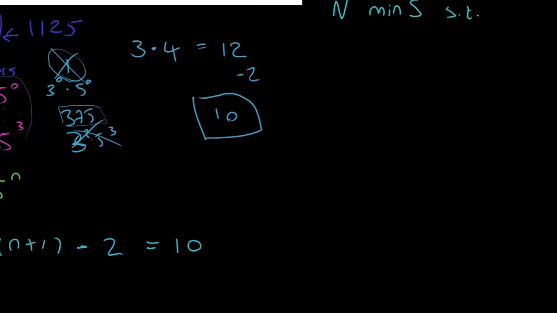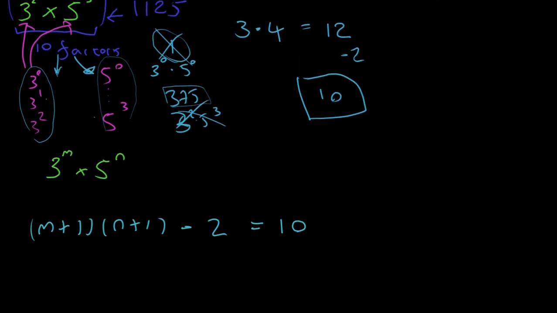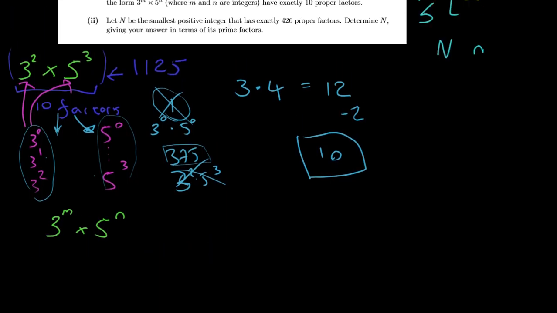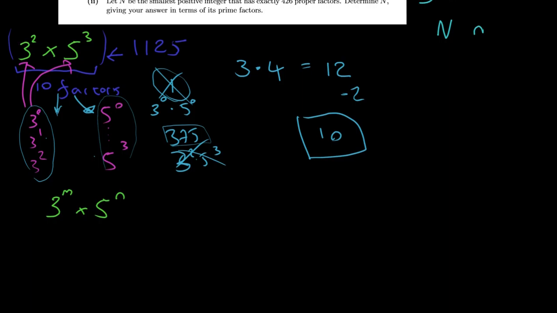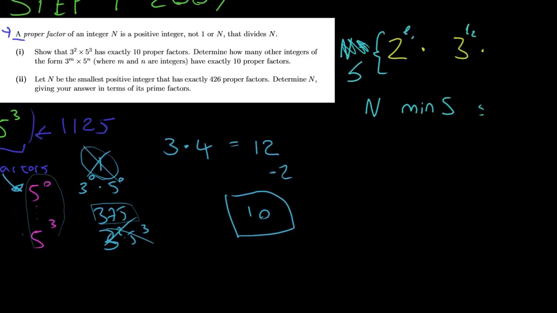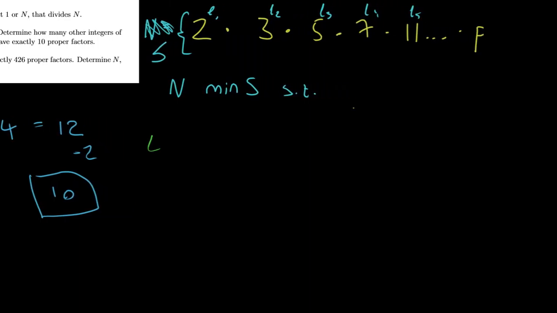Basically, this had 10 proper factors, which meant it had 12 factors in total. Which meant that if we added 1 to each of the powers and multiplied them together, we end up getting 12, right? So if it has 426 proper factors, it's going to have 428 factors.